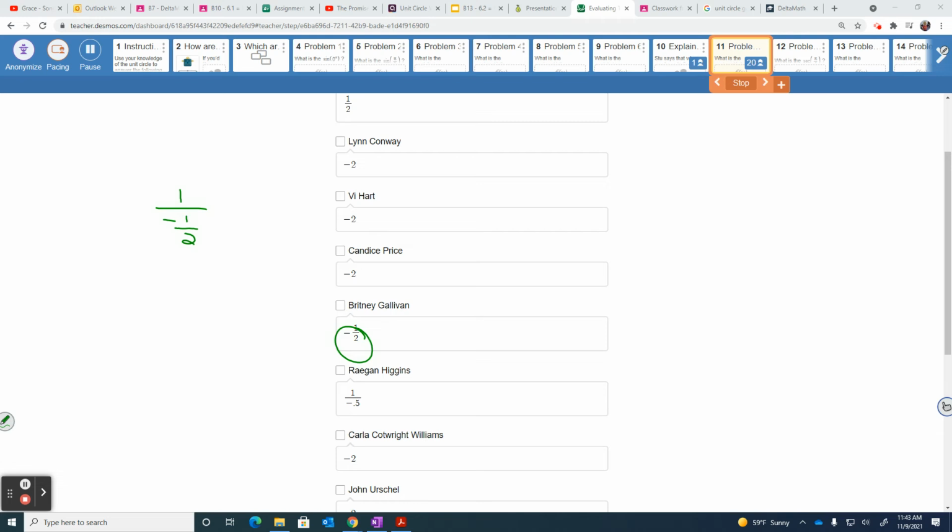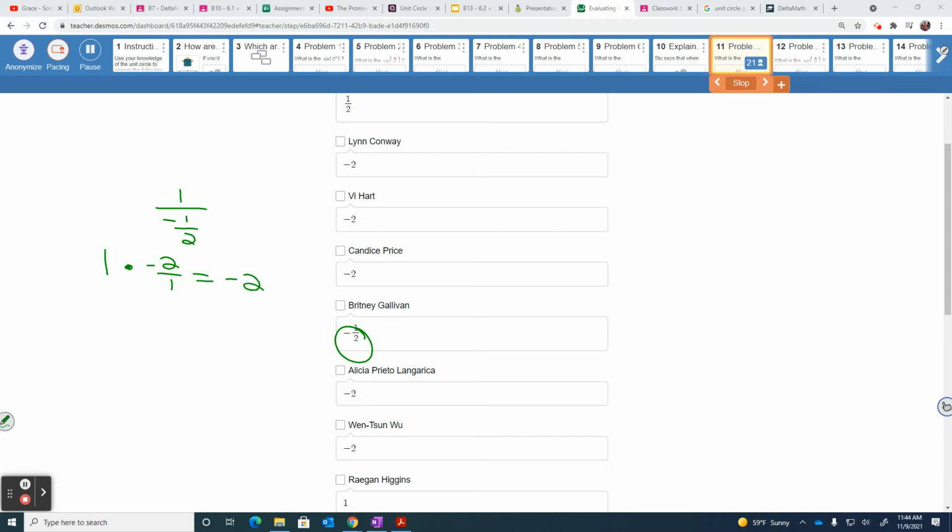All right. What you would want to do is keep, change, flip. So keep the top, change it to multiplication, and flip the bottom to negative 2 over 1. Then you multiply straight across. 1 times negative 2 is negative 2. Obviously, negative 2 as an answer is better than 1 over negative a half, or 1 over negative 0.5, because you might not even know what these mean. But if you have negative 2, it's much easier.